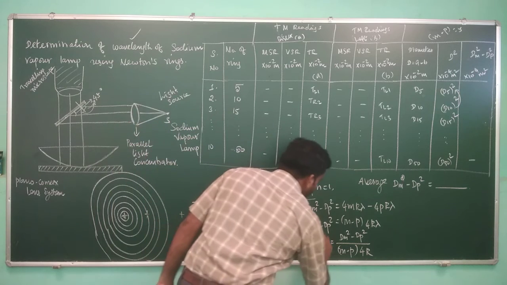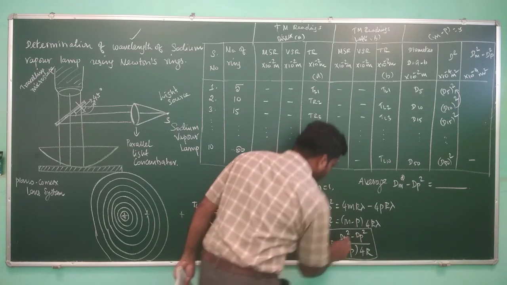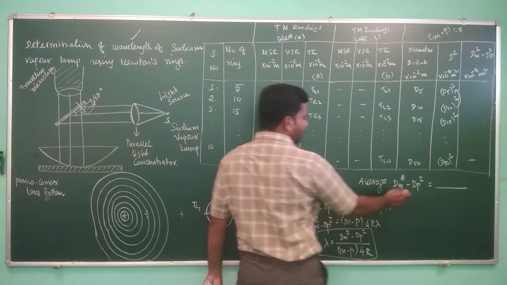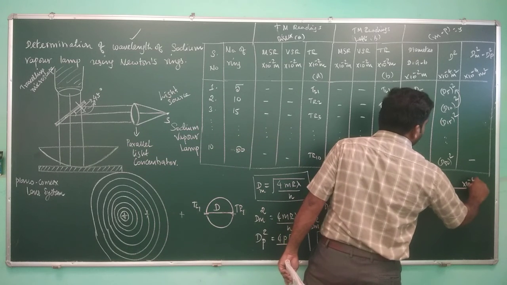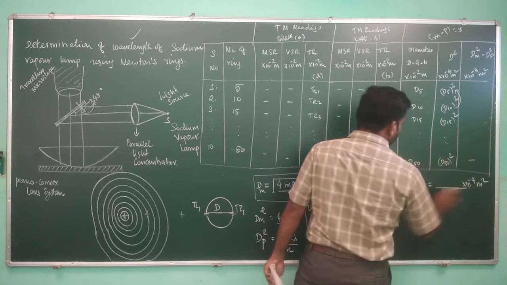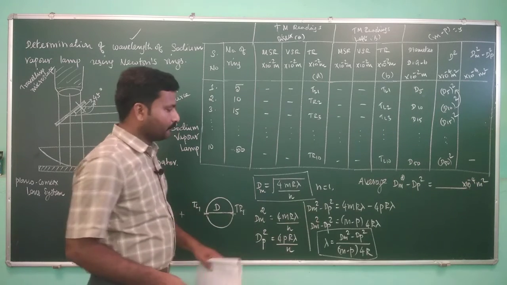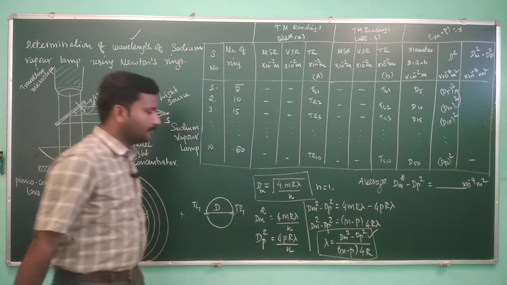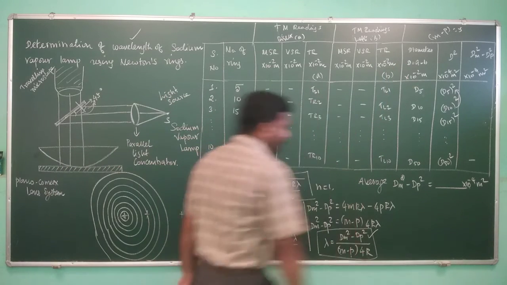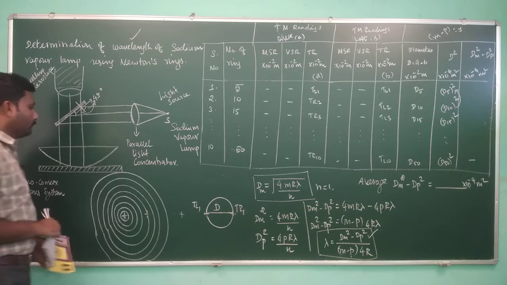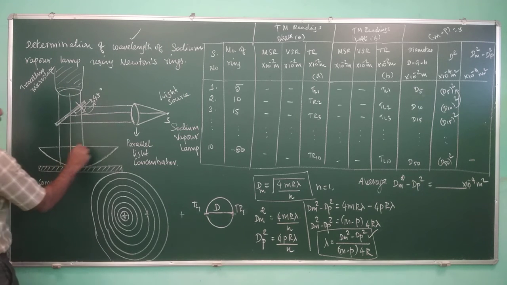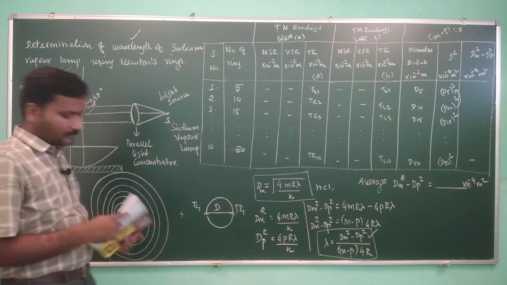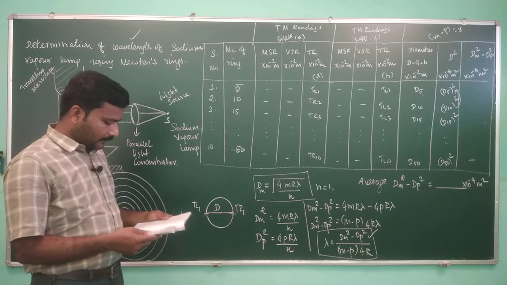See, this is the equation to calculate the wavelength of the sodium vapor lamp used for this experiment. But see here, Dm square minus Dp square we have obtained from this tabulation. We have defined m minus p, which is equal to 5 in our example case. So this is also defined, and 4 is constant. If you know the radius of the convex lens of the plano-convex system, then we can calculate the lambda.